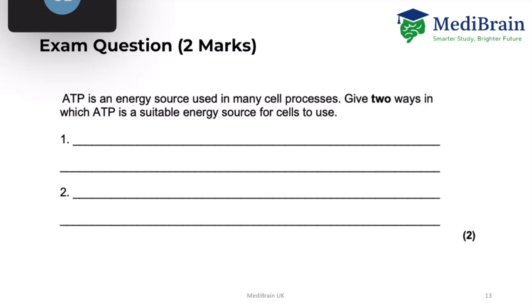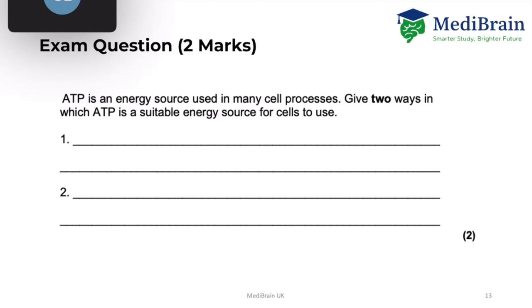Okay, this is our final exam question of the day. And this is a question about the properties of ATP. Now, ATP is an energy source and it's used in many cell processes. Give 2 ways in which ATP is a suitable energy source for cells to use.